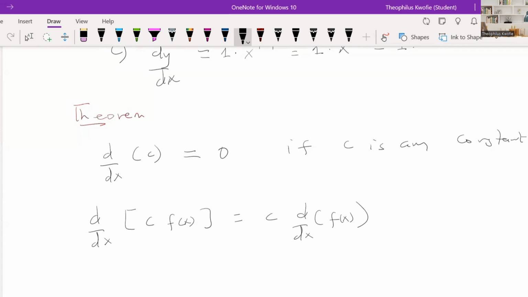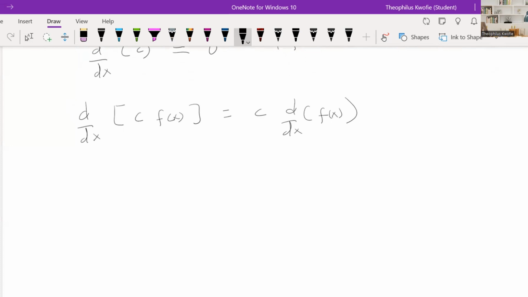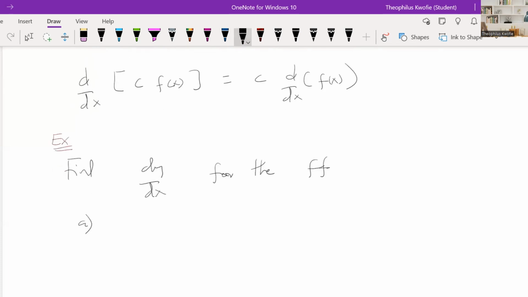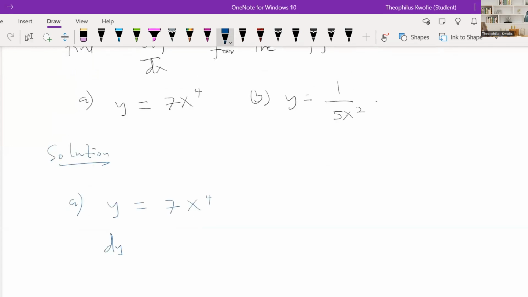Very, very important. So let's solve some examples and see how best we can test our knowledge of the theorems. How do you find the derivative of the following? Find dy/dx. We have y equal to 7x^4. So the dy/dx would just be equal to what? We said that the derivative of a constant times a function is just the constant times the derivative, right? That's what we said.